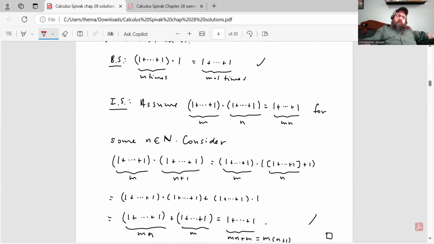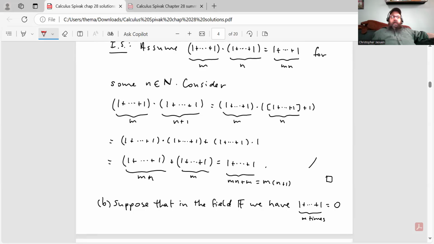So assume that the property is true for some natural number n, and consider the sum of 1 with itself m times, times the sum of 1 with itself n plus 1 times. Then by associativity of addition, that's equal to the sum of 1 with itself m times, in parentheses, times the sum of 1 with itself n times plus 1, and then by the distributive law we can distribute the sum of 1 with itself m times over the addition here, and that gives us this expression here.